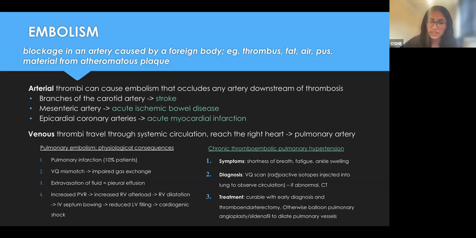In terms of diagnosis, the screening test for this condition is the VQ scan. And then if that's abnormal, they'll do a CT to look at the extent of clotting and where the clots are in the lungs. It's curable if you have early diagnosis, as you can remove the clots surgically. So that's the thromboendarterectomy. If they can't do surgery, they'll find another way to dilate the blood vessel. So either pharmacologically with sildenafil or by inserting a balloon and inflating it.